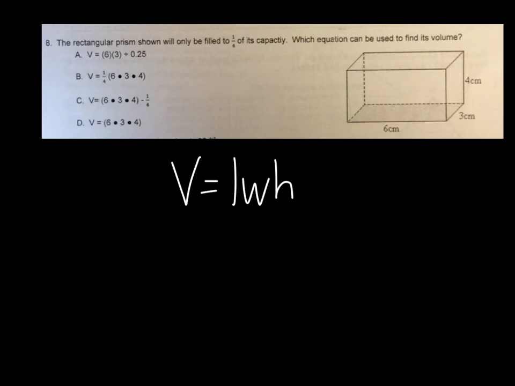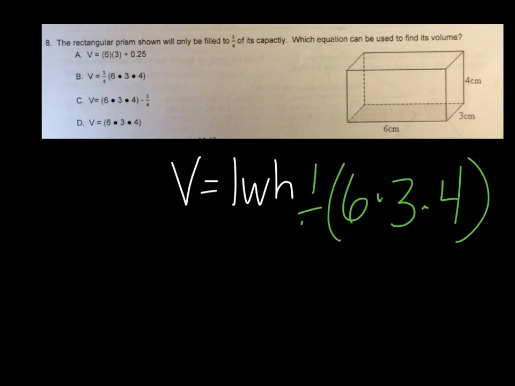Number 8, a rectangular prism shown will only be filled to 1/4 of its capacity. And we know that when we have fractions and we say of, it means multiply. So we have length times width times height. 6 times 3 times 4, and then we would want to find 1/4 of that. So letter B would be the correct choice.